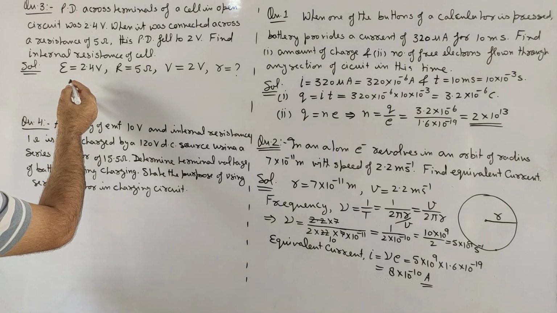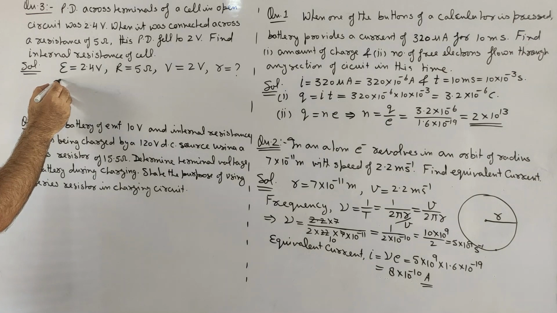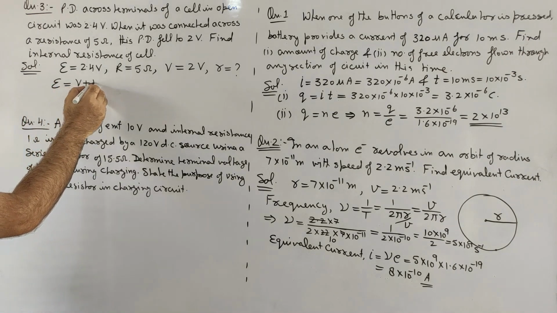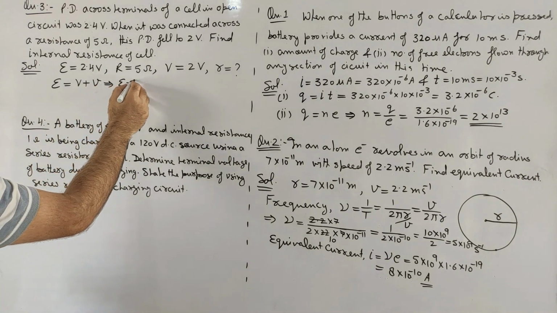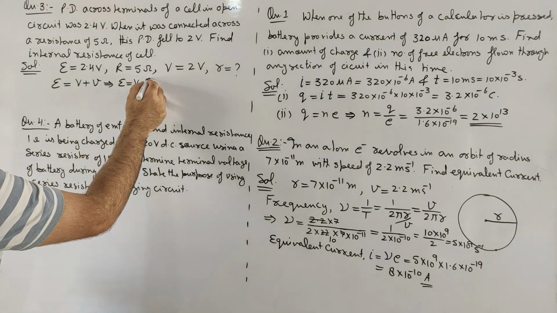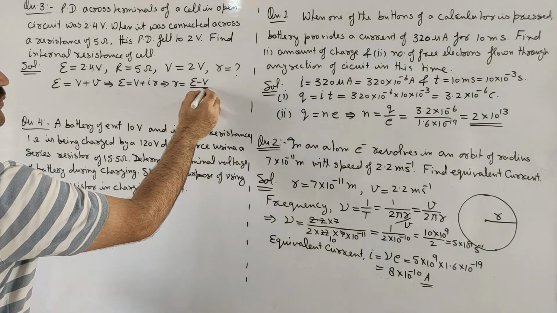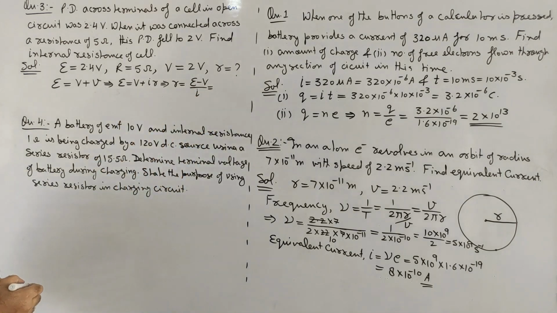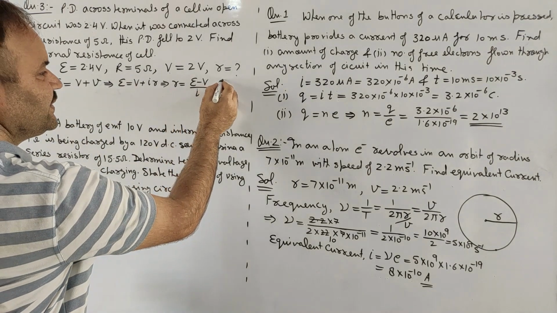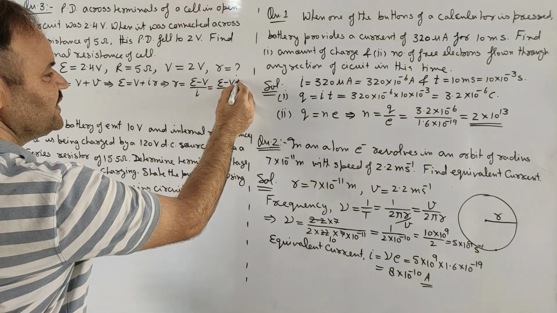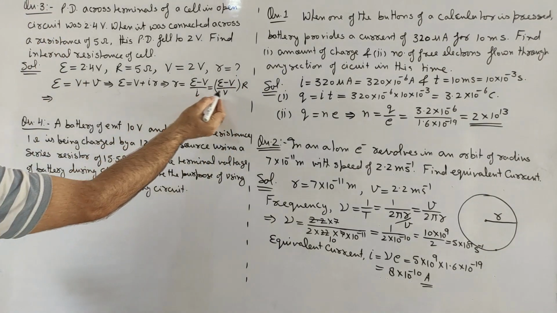We know the relation between EMF, terminal potential difference, and potential drop, and that relation is E is equal to V plus v when the cell is giving current. It means E is equal to V plus Ir, and this gives us r is equal to (E minus V) upon I. If we put the value of I in terms of terminal potential difference and external resistance R, then it becomes r equals (E minus V) upon V into R. So already we had obtained this relation.